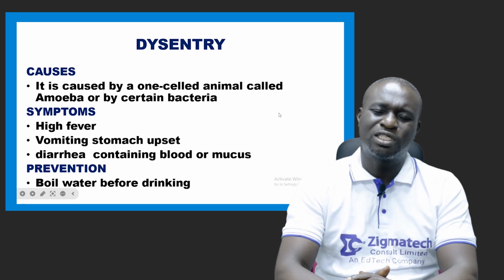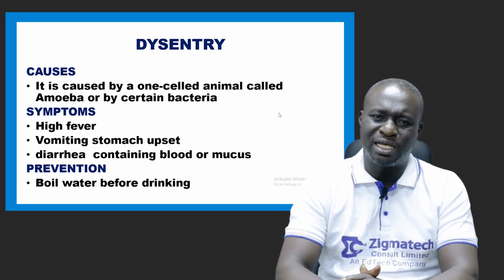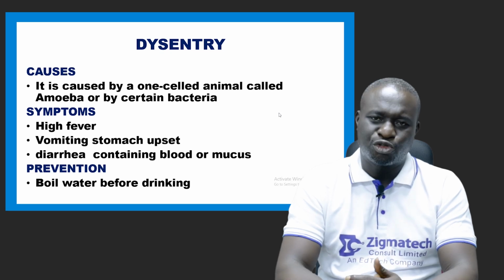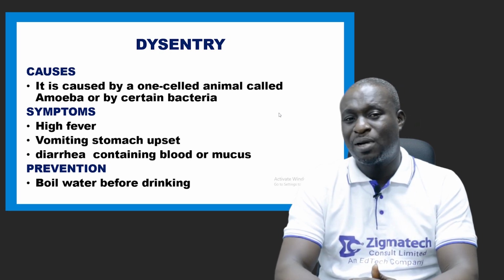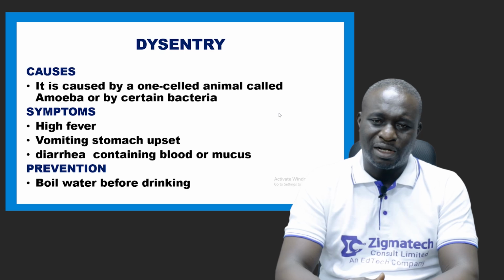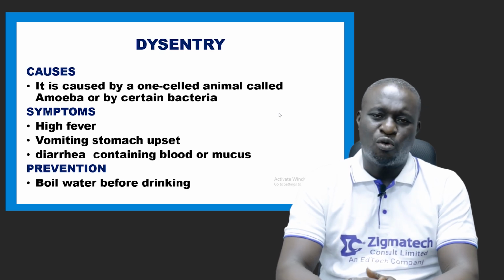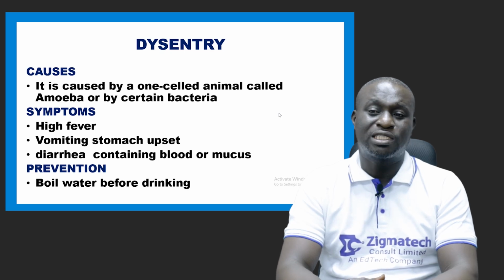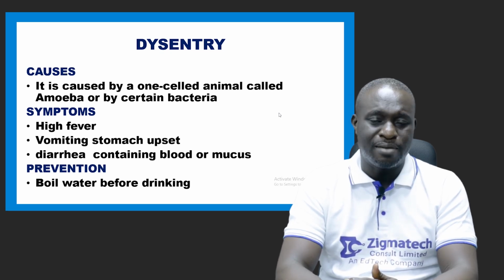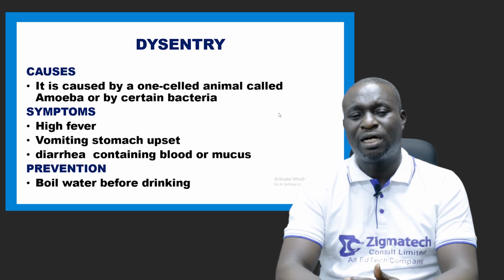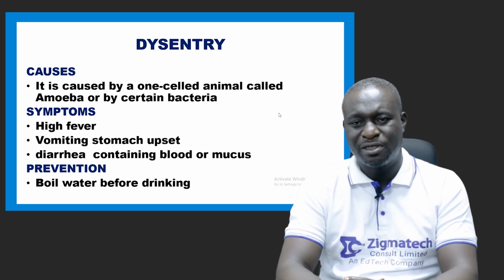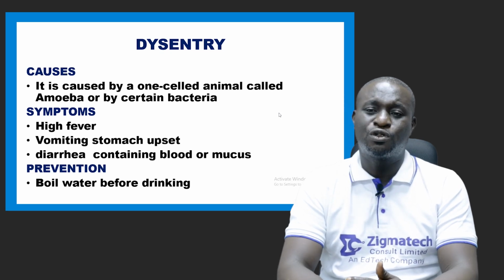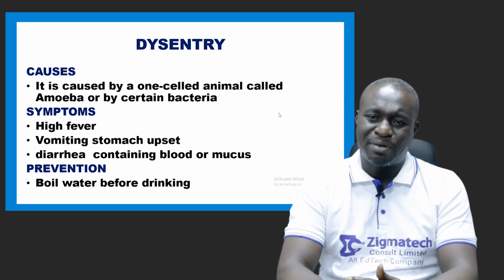The next waterborne disease we're going to be considering today is dysentery. Now, dysentery is somewhat similar to cholera, but a little different. One of the causes of dysentery is a one-celled animal called amoeba. This amoeba causes what we call amoebic dysentery. Dysentery can also be caused by certain bacteria.